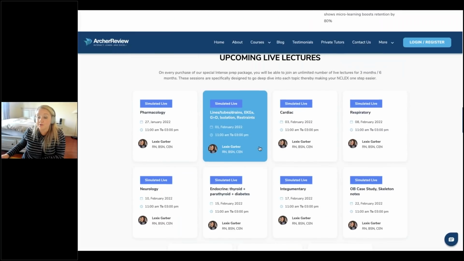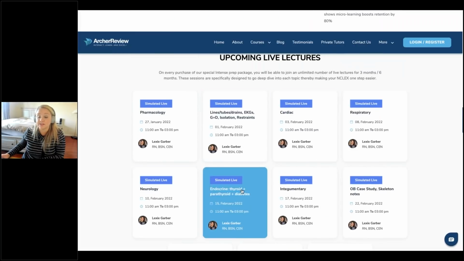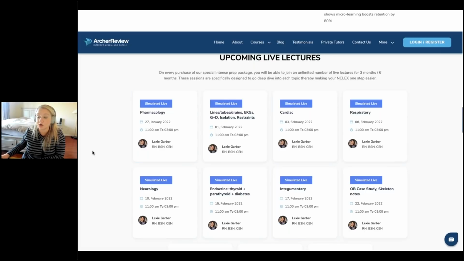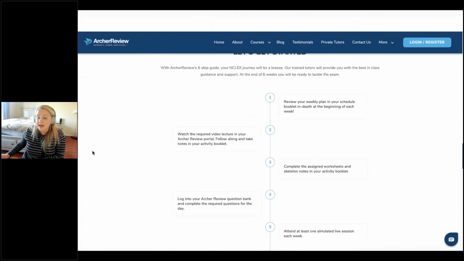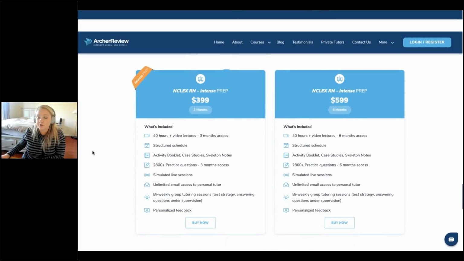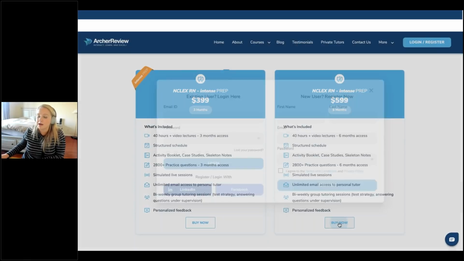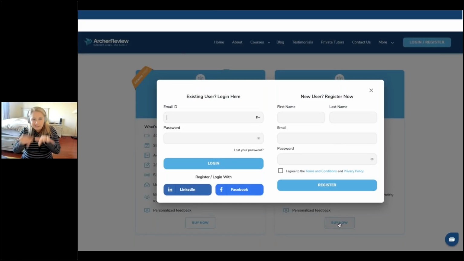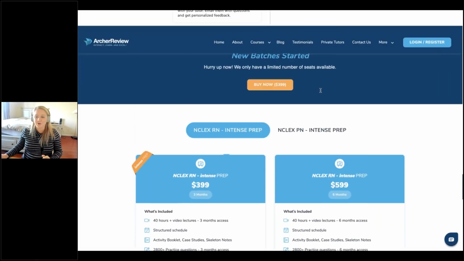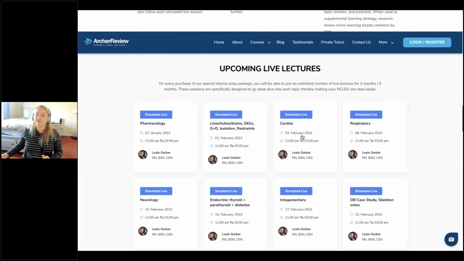It shows you when all of the upcoming sessions are so that you can see when our live simulated sessions are happening. And then if you scroll all the way to the bottom, you're going to see our basic 2 options. The access for 3 months is $339, and the access for 6 months is $599. So maybe I want that 6-month program. I'm going to click buy now, type my info. As soon as you sign up, you're going to get an email with lots of info about how you're going to be able to join all of these live sessions.